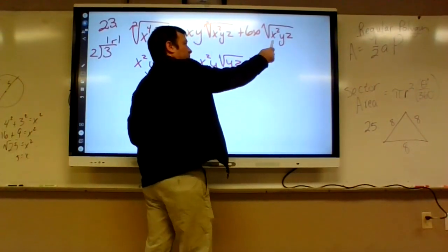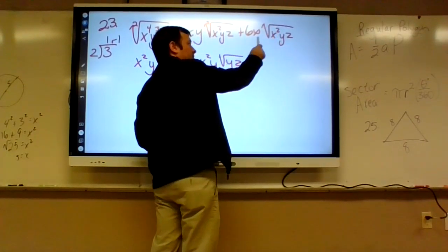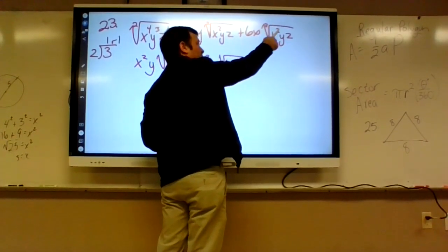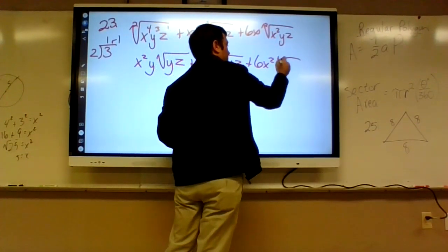And then the last one, this is almost the same thing. Square root of x squared, the x comes out. Like 2 divided by 2 is 1. 1x comes out, there's an x already there, so 6x squared, square root of yz.